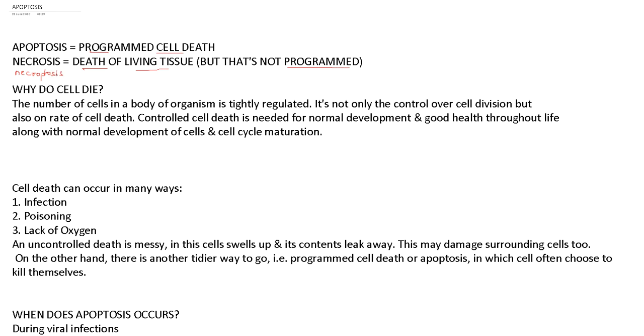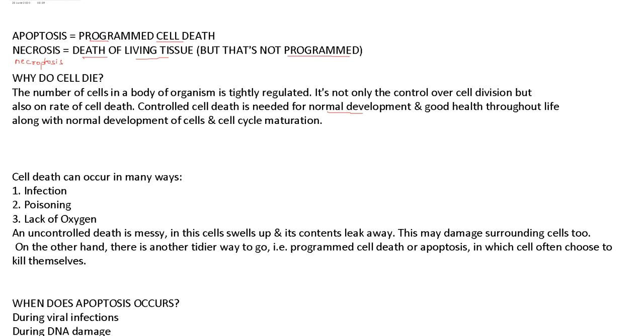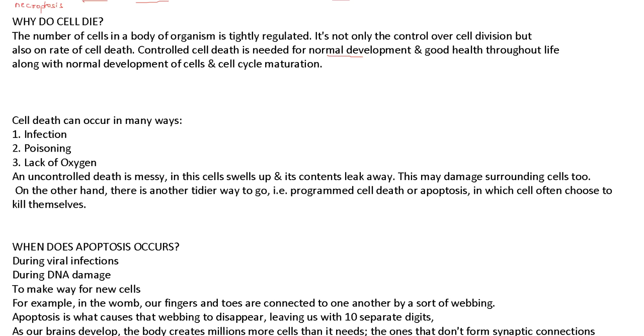So when does a cell die? When there is no control over the cell division, what happens? Cells keep on developing, keep on dividing. So controlled cell death is needed for normal development. For good health and normal development, controlled cell death is required. And this cell death may occur in many ways, maybe infection, poisoning, lack of oxygen.